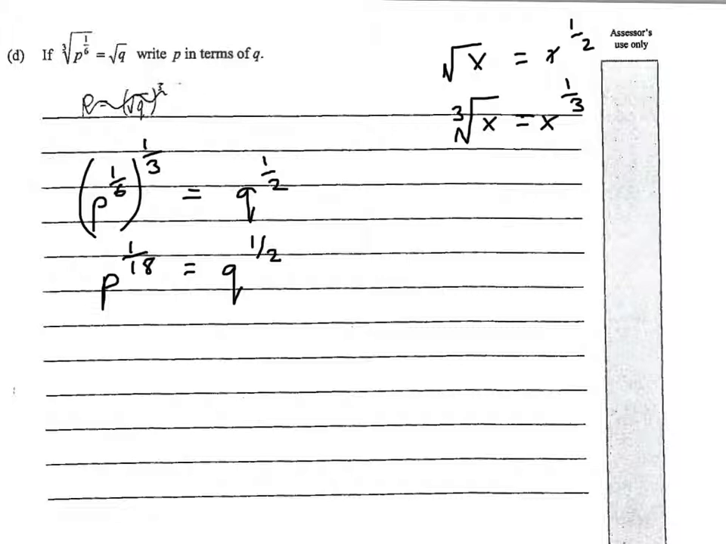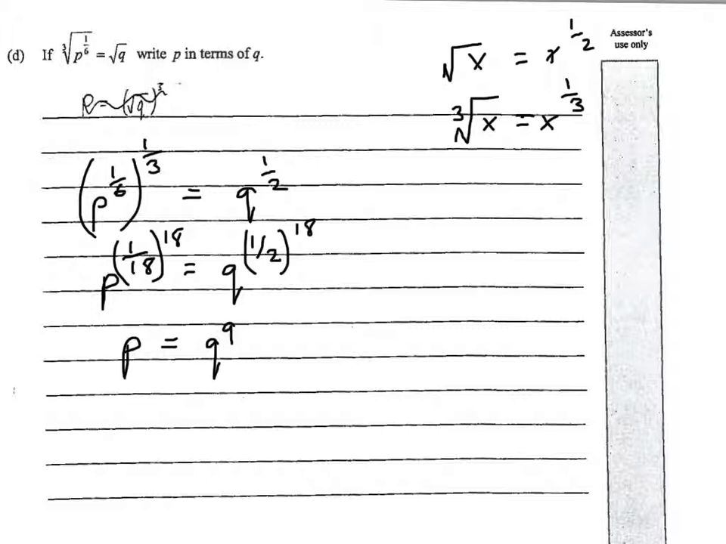I want to get rid of the power of 1/18, so I'm going to multiply that side by 18 to the power of 18, but I must also multiply this side to the power of 18. So p is all I have left there, equals q to the power of 18 divided by 2, which is q to the power of 9. I hope that's right.